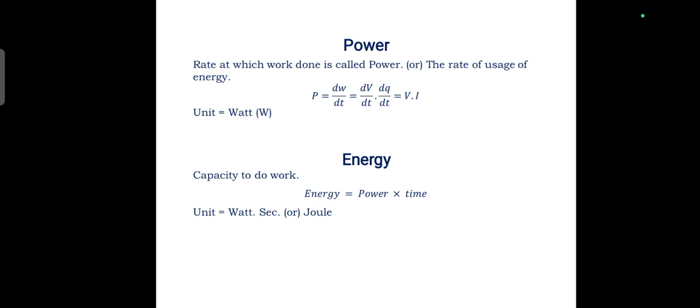So here the next parameter is the energy. The capacity to do work is called energy. Energy is equal to power into time. The unit for energy is watt second, or it is also denoted with joules.